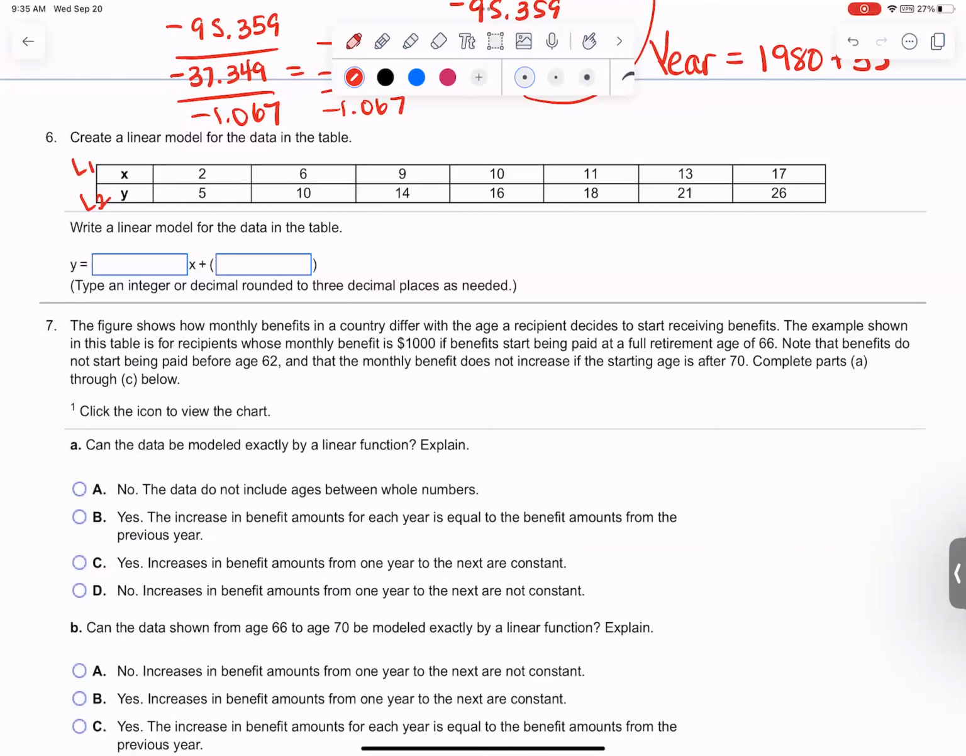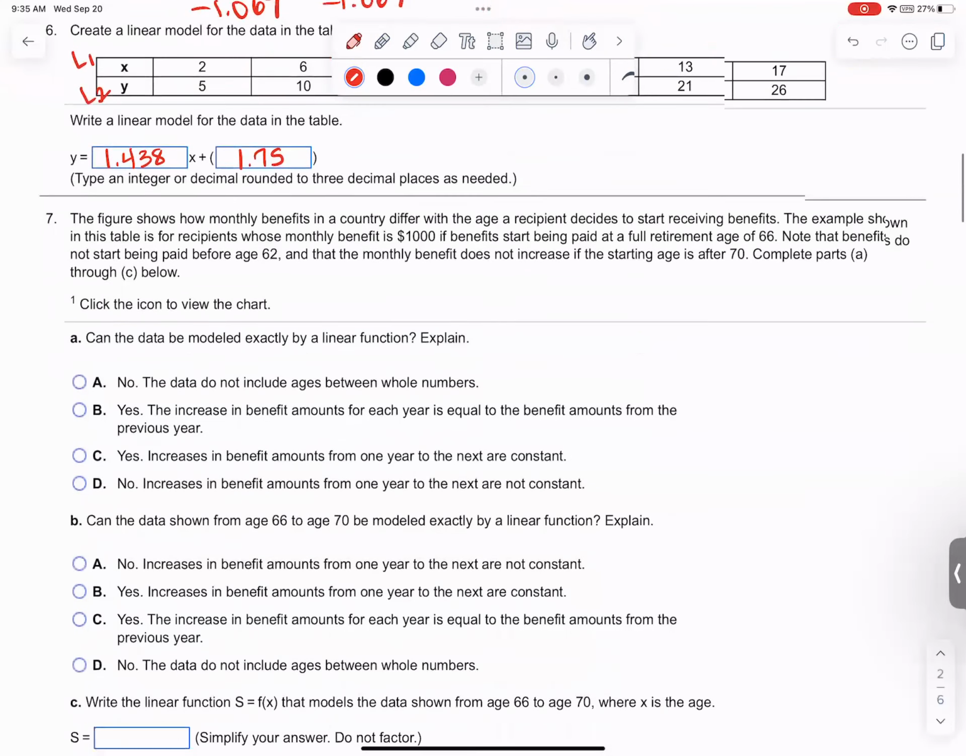And how much do they tell me to round this to? 3 decimal places. So 1.438. And B is the constant, it's the y-intercept, that is 1.75. So I'm going to input that into my math lab: 1.438, because they told me to round it to 3 decimal places, and 1.75. All right, and that's all there is to that problem.